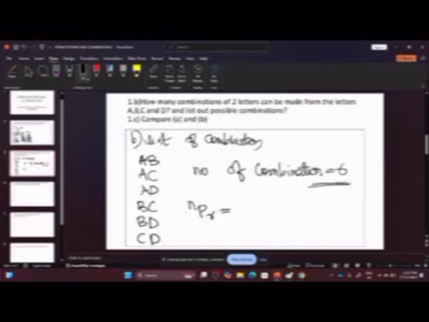The number of permutations, nPr, is equal to 12, and combinations we indicate as nCr. That C indicates combinations. So nCr is 6 here. Now, can you tell me the difference between nPr and nCr?